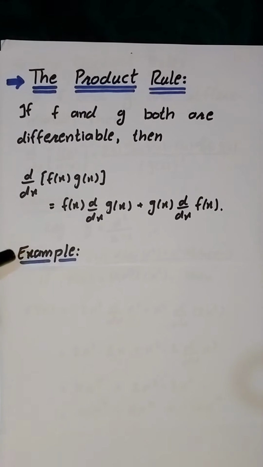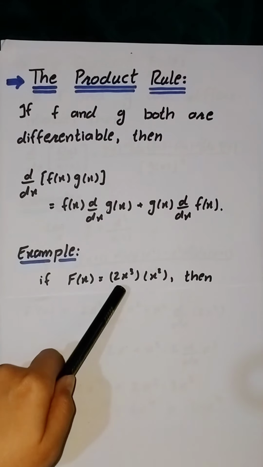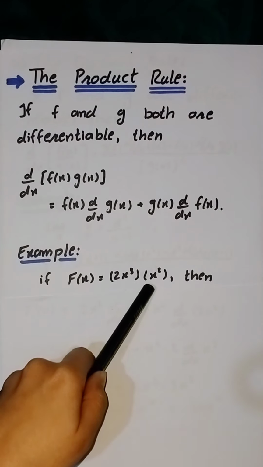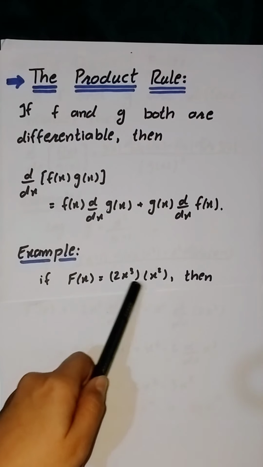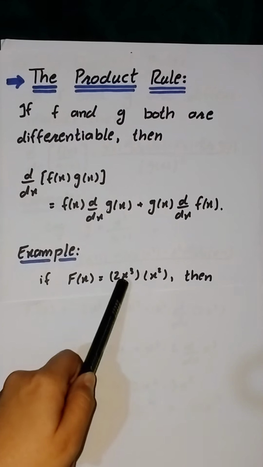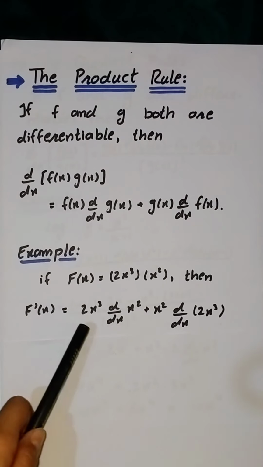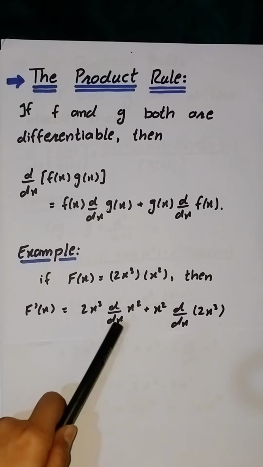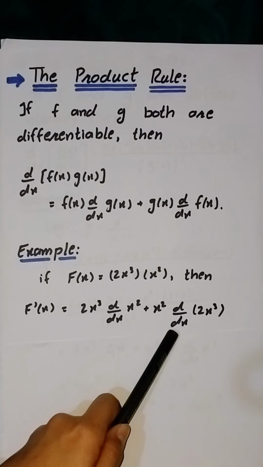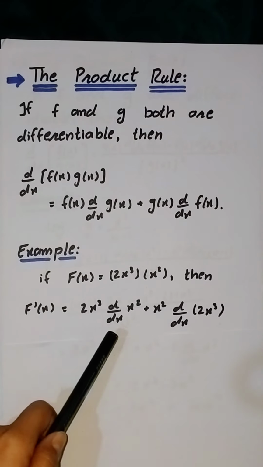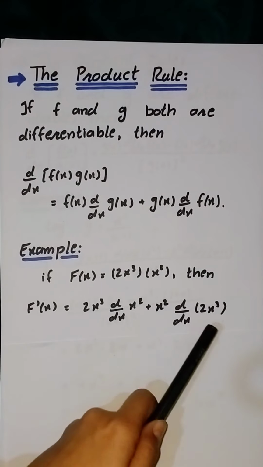Here we have an example: f of x is equal to 2x cube times x square. Here you can see we can use the product rule because these two functions are multiplying with each other. So the derivative of this function is the first function as it is times the derivative of the second function, plus the second function as it is times the derivative of the first function. For differentiating these two, we will use the power rule.